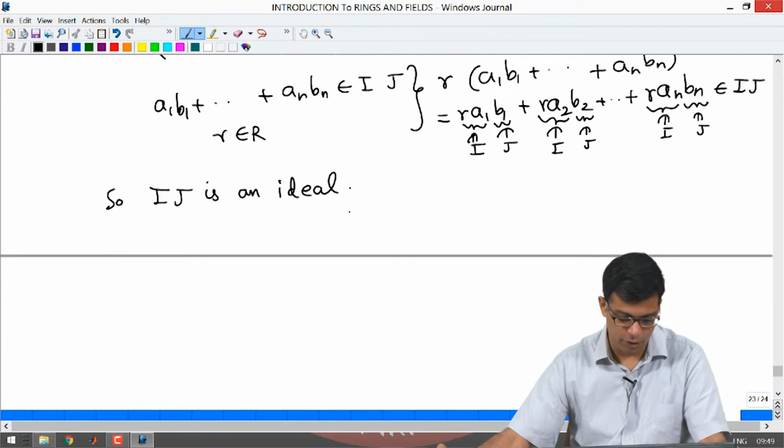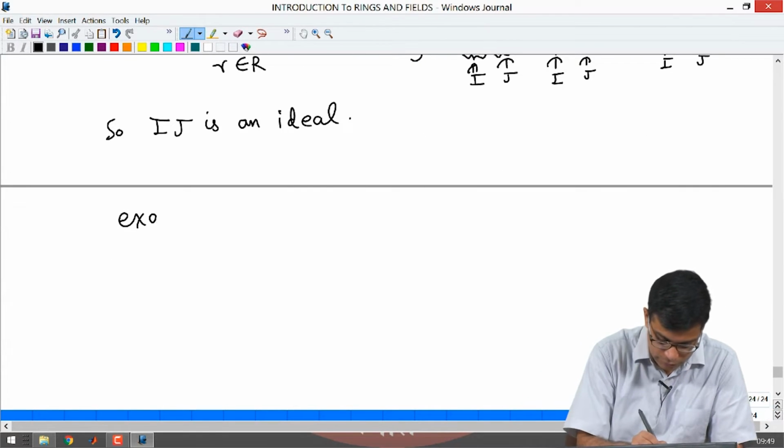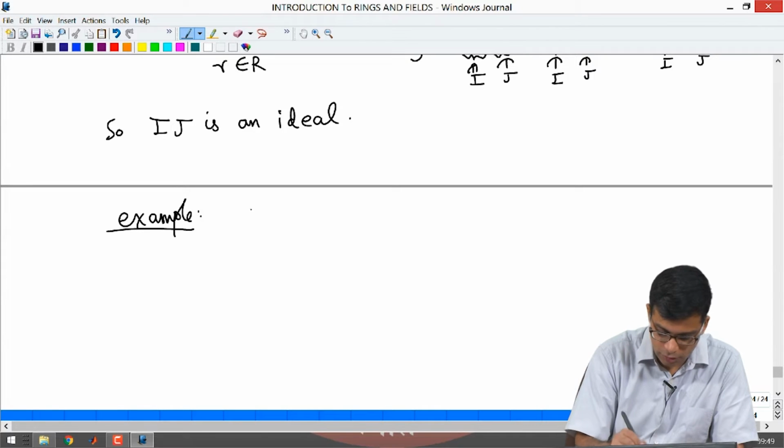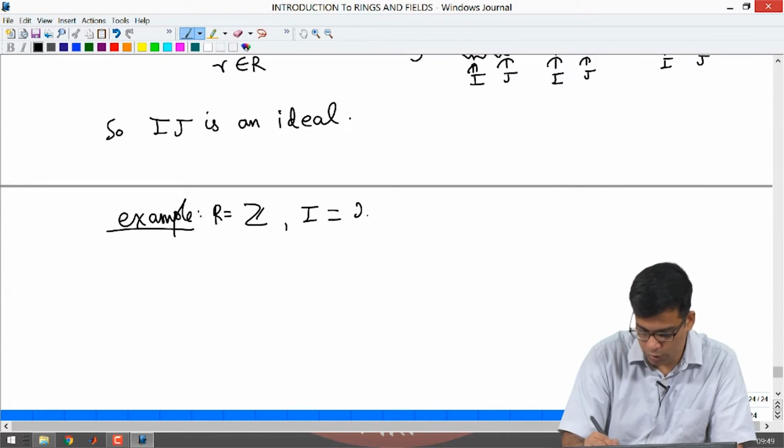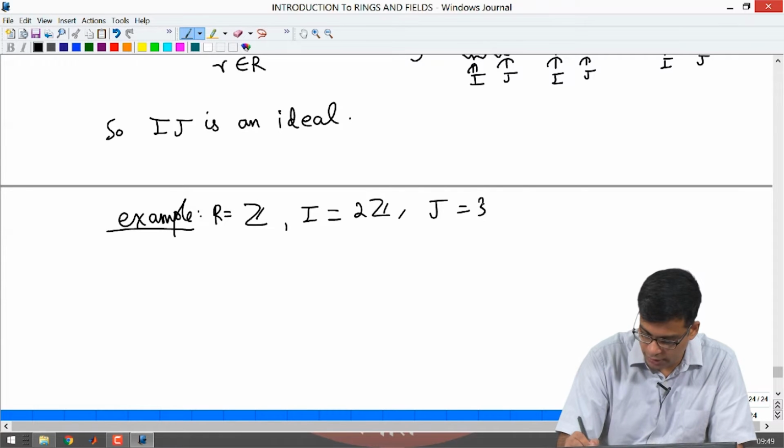As an example, let us look at the integers. R is the integers, I as before is 2Z, J as before is 3Z.